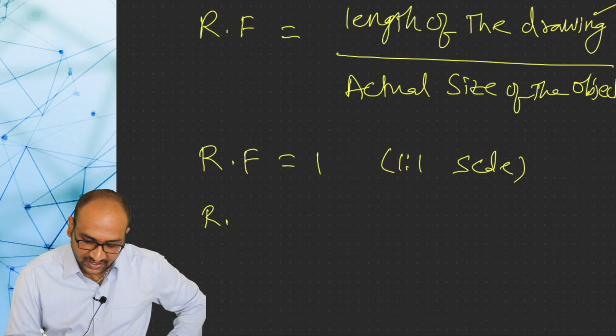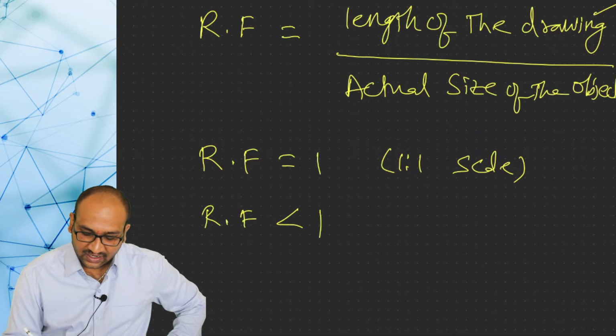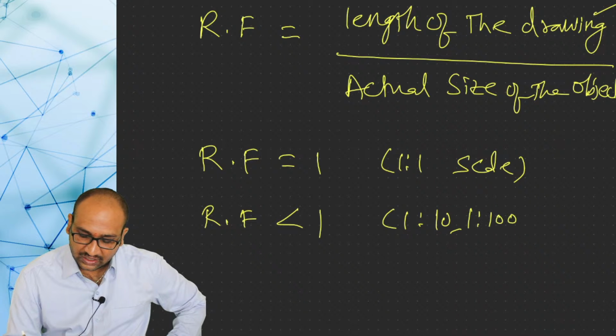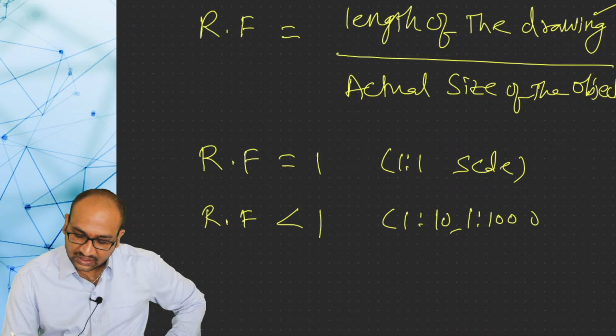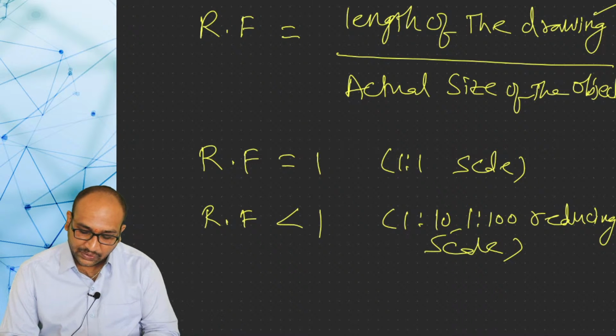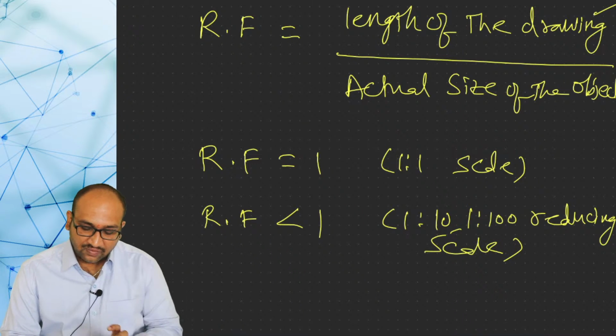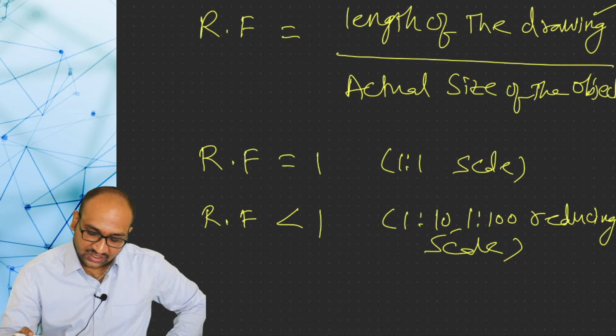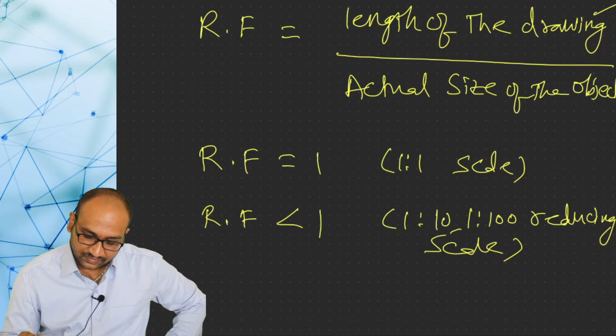If the RF value is less than 1, it is known as 1:10 or 1:100, like that. So this type of scale is known as reducing scale. So here we are reducing the actual size of the object. We are not drawing as per dimensions. We are reducing the drawing.